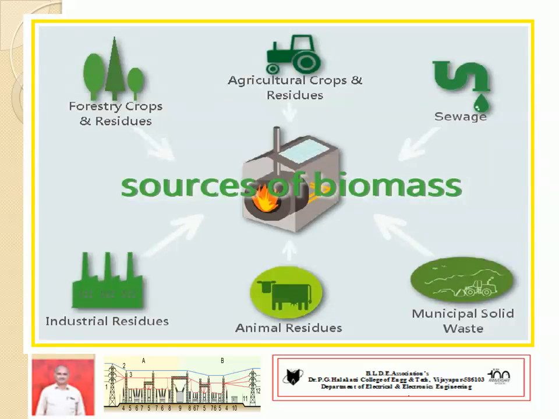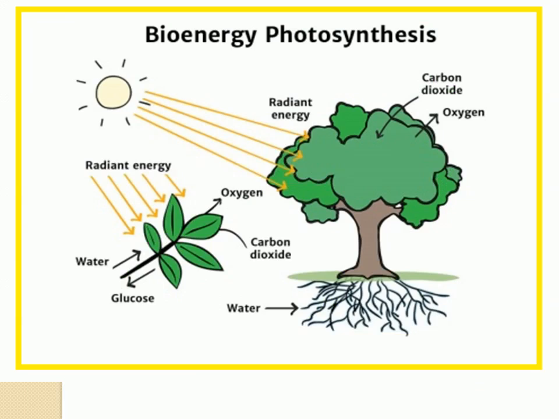Here in this diagram you can observe the resources for biomass. Number 1, agricultural crops or residues, sugar grains, forest crops and residues, industrial residues, animal residues, and municipal solid waste. These are all referred to as sources of biomass.